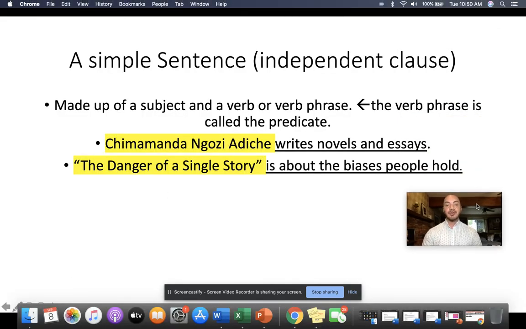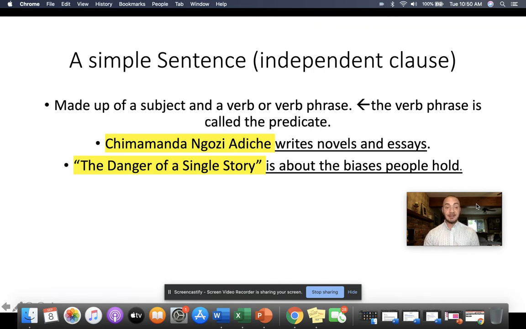Understanding how to use coordinating conjunctions with compound sentences requires us to understand what a simple sentence is. And a simple sentence is another word for what's called an independent clause. An independent clause is made up of a subject, a verb, and a verb phrase, and it's a complete thought. So if we take a look at some of the examples here, we have Chimamanda Ngozi Adichie writes novels and plays. In this first example, Chimamanda Ngozi Adichie is our subject, right? She's a person. And then the action is writes, and then writes novels and essays, which describes the action, is our predicate or our verb phrase.